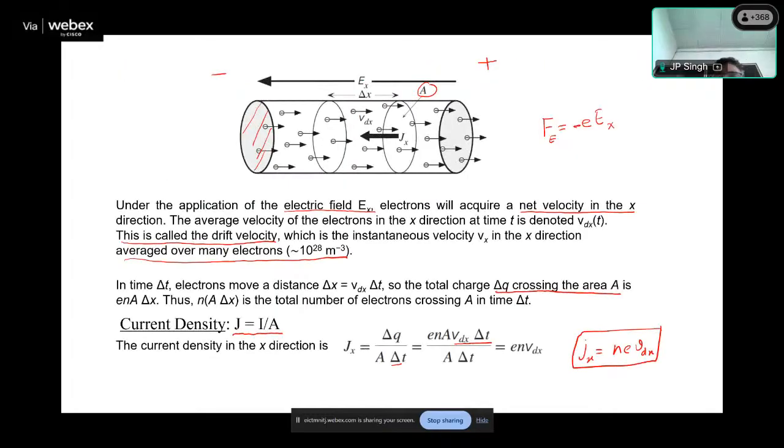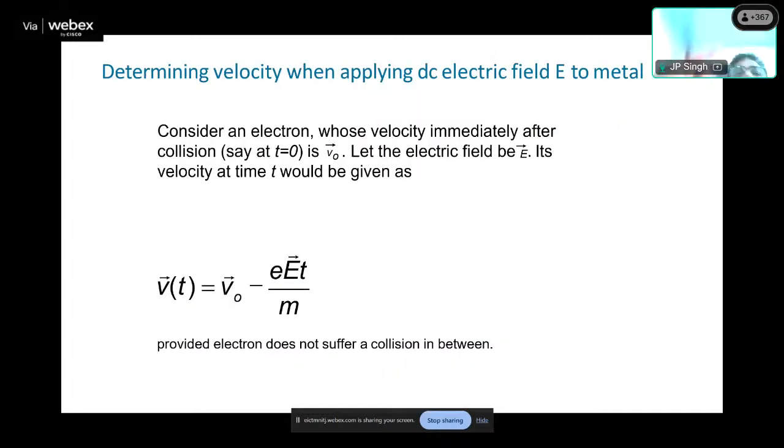Now we'll try to find another important relation, the relation between the electric field and the current density. How do we figure it out? Let us determine the velocity when we apply the DC electric field to the metal.